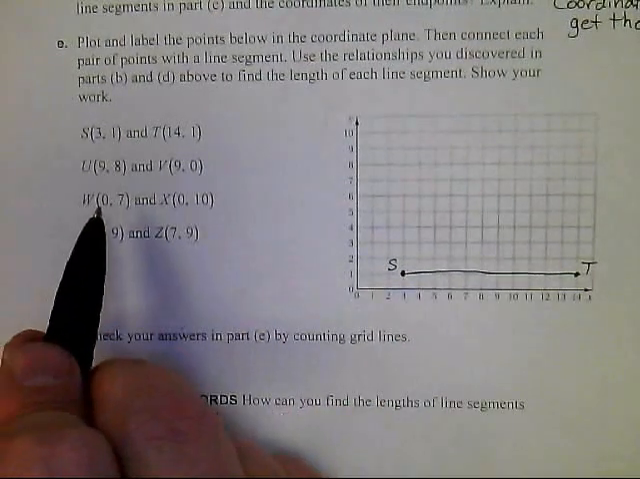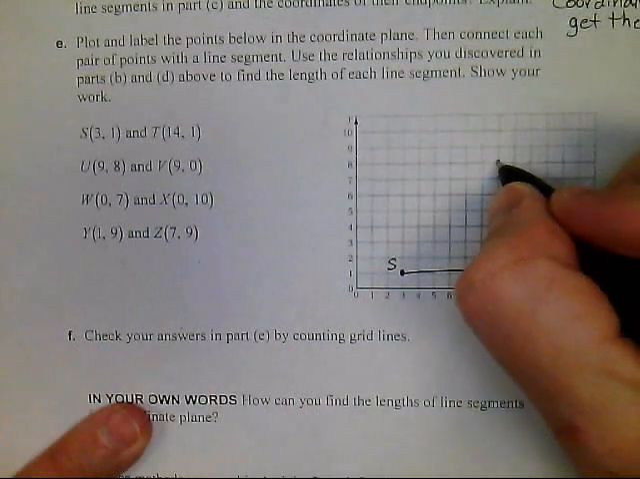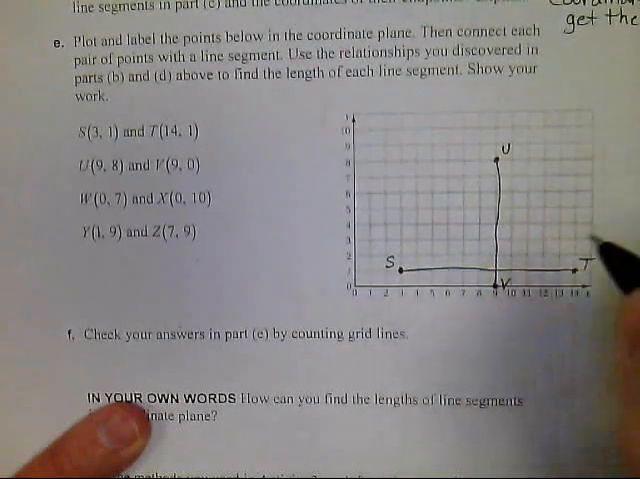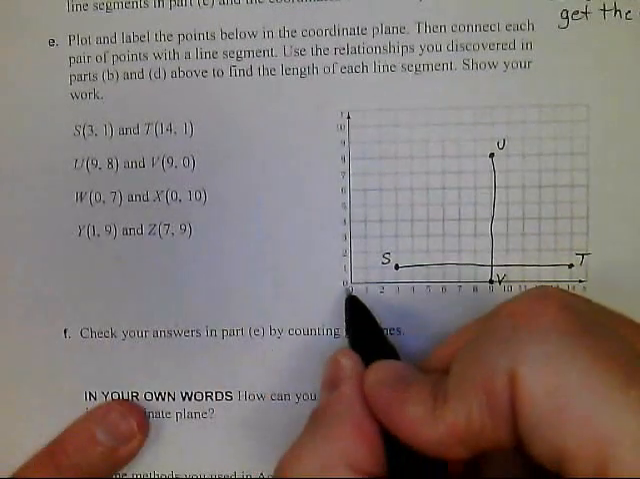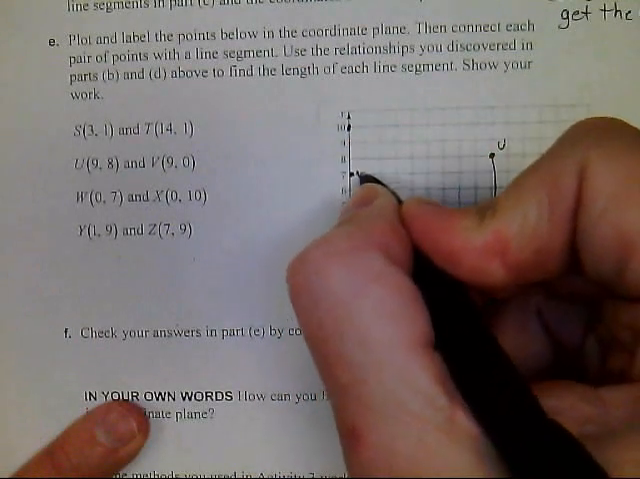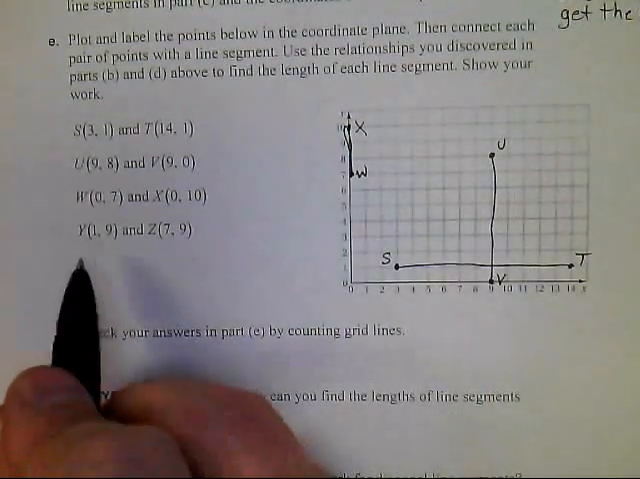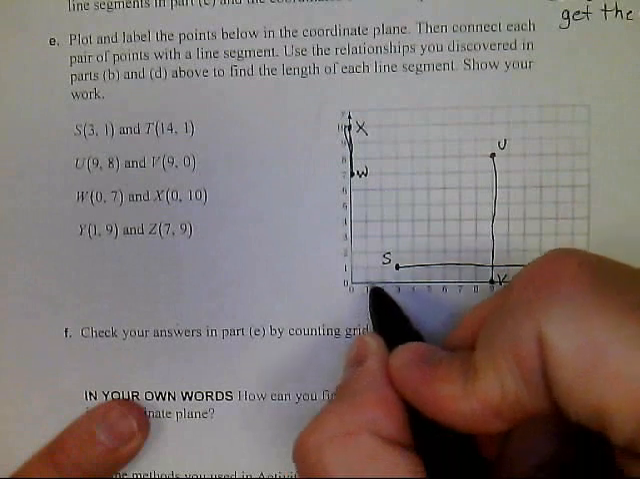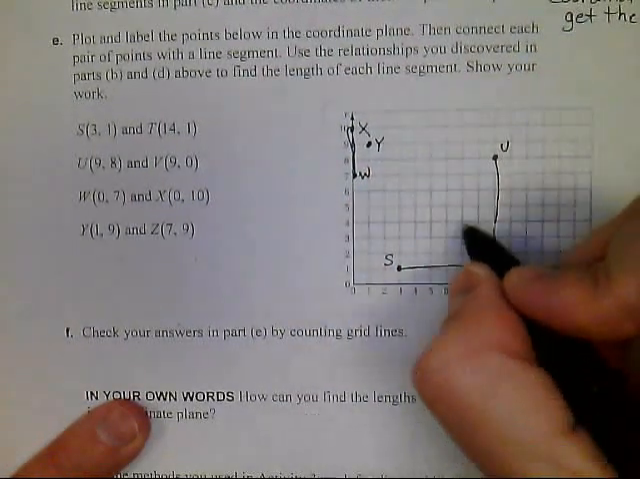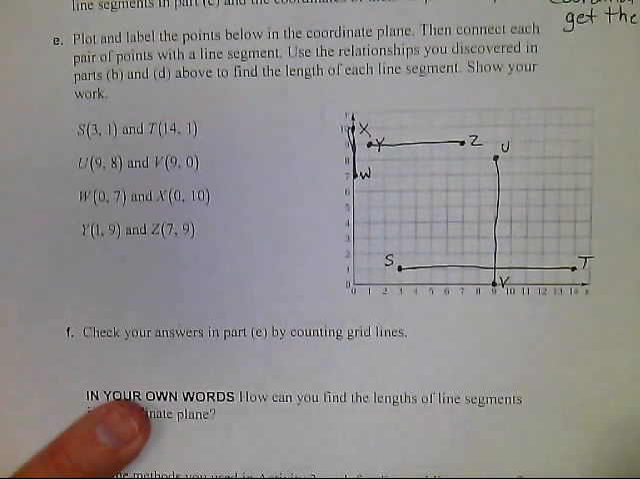Then I'll do UV, which is 9, 8, and 9, 0. And then I've got WX, which is 0, 7, and 0, 10. And then finally YZ, which is 1, 9, and 7, 9. All right, very good. So I've plotted those points.